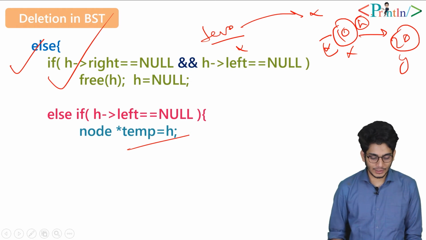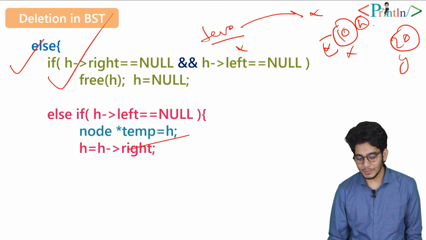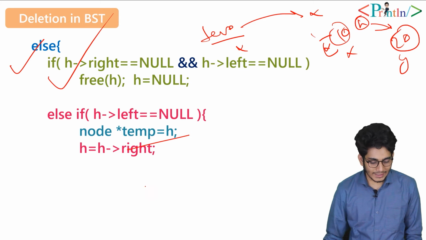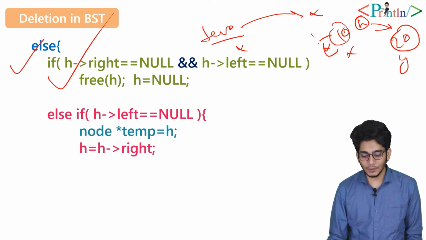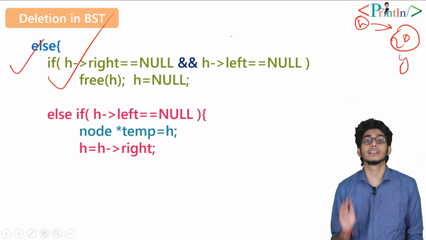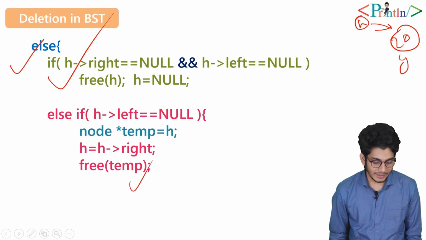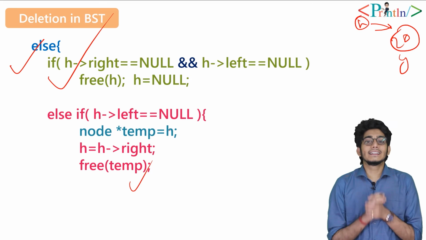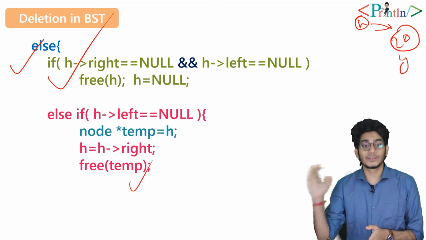Now we'll put h equals to h right. It means now h will be pointing to this node. After writing h equals to h right, h is pointing to 20. Now we'll simply deallocate this memory. How can we deallocate that? We can deallocate it using free. So this is how we can deallocate the memory, and this is how we can delete any element which has only one child at its right.